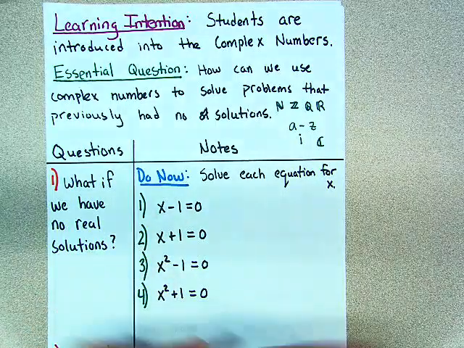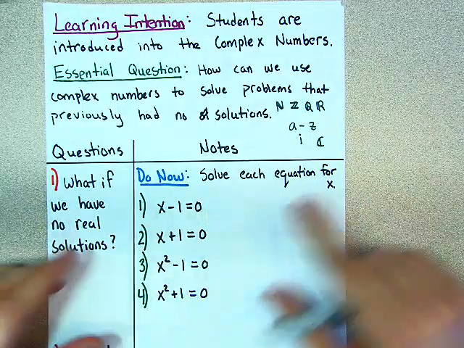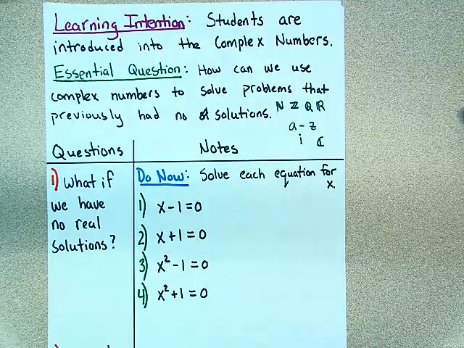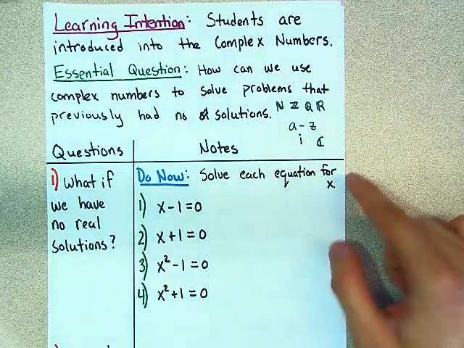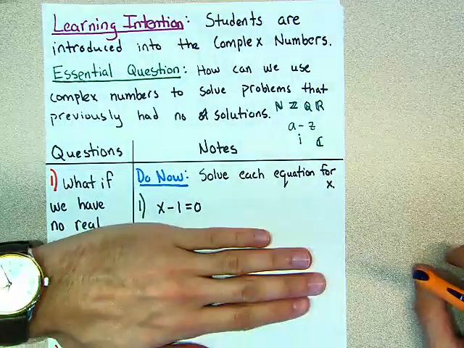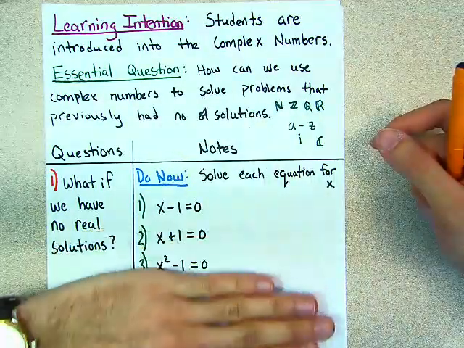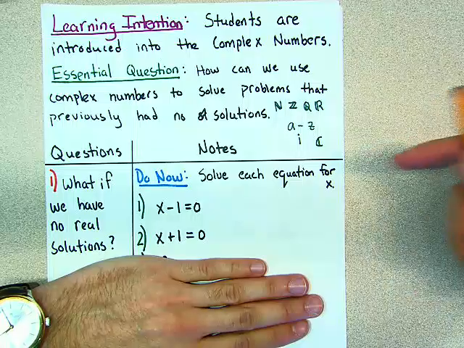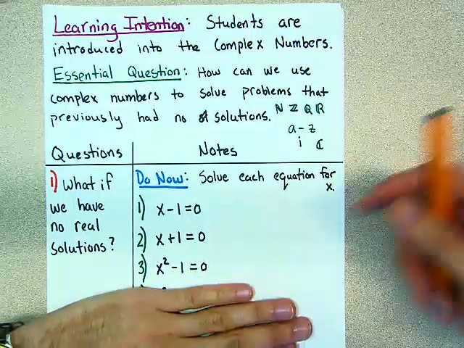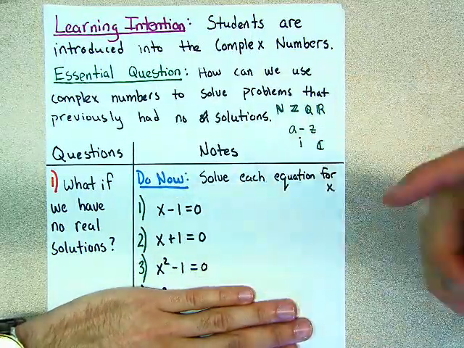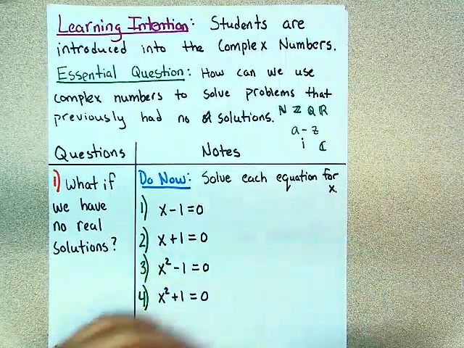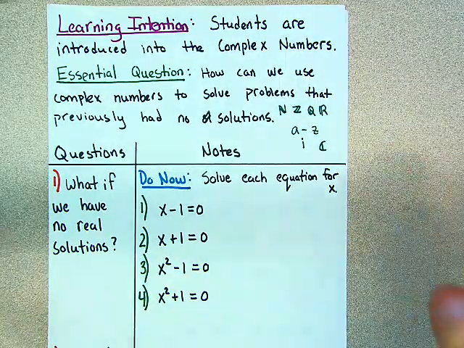Okay, so what I'd like you to do is this do now question. Try and do it by yourself, and it's very straightforward. It just says solve each equation for x. If you have x minus 1 equals 0, what does x equal? x plus 1 equals 0, what does x equal? x squared minus 1 equals 0, what does x equal? And x squared plus 1 equals 0, what does x equal? You can do this by yourself.